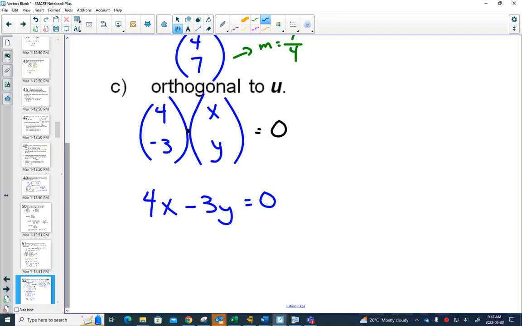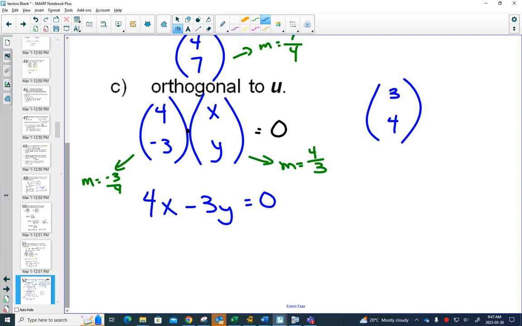However, if we know that the slope of this one was -3/4, what do we need the slope of this one to be if they're perpendicular? The negative reciprocal, in which case it'd be 4/3. So one possibility could be to write the vector 3, 4.